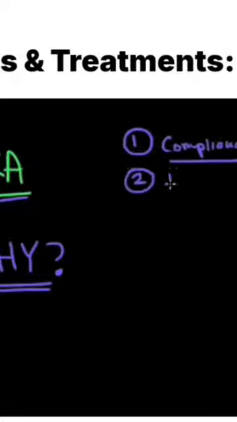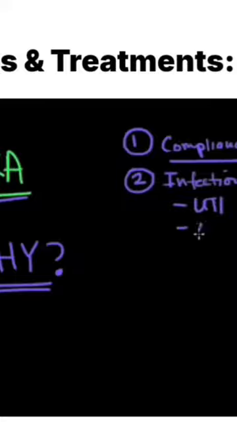Number 2 is infection. And you would be surprised at the types of infections. So you can think of a urinary tract infection. If their patient is young, you can think of appendicitis. You can think of a gastroenteritis. Patients with repeated DKA infections over and over again.